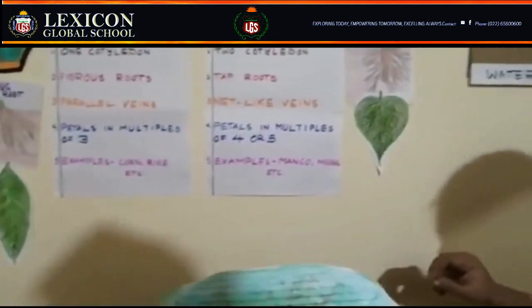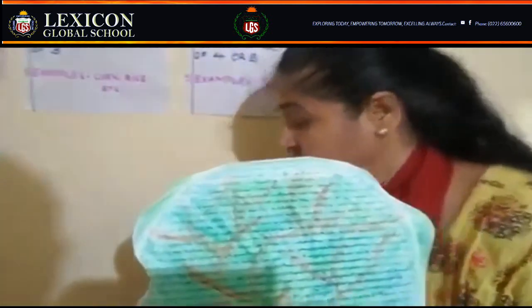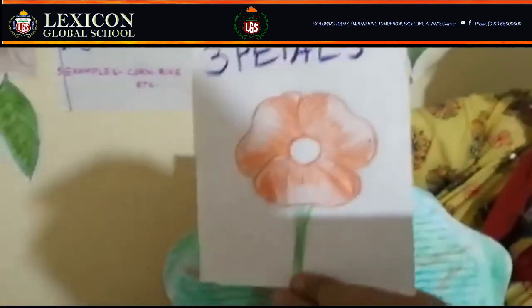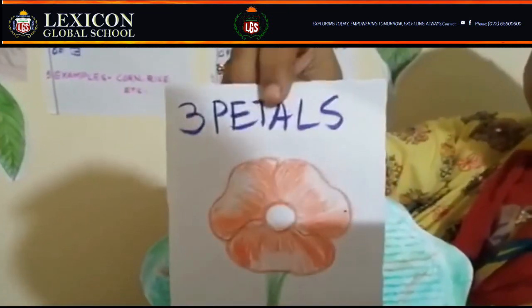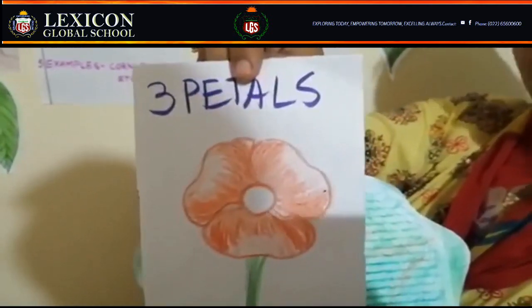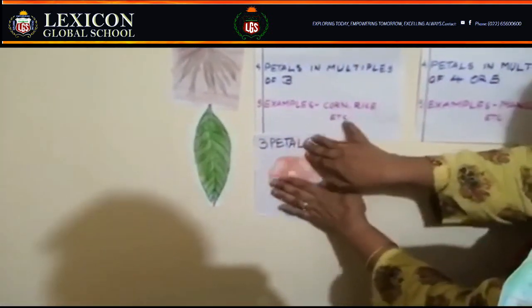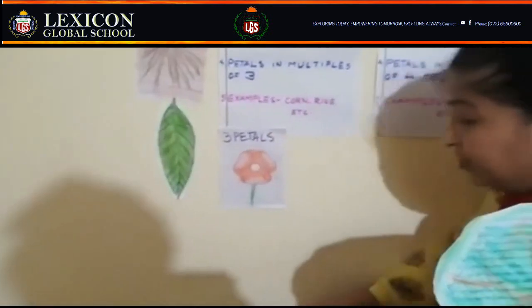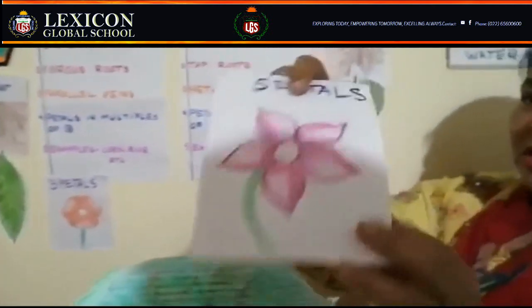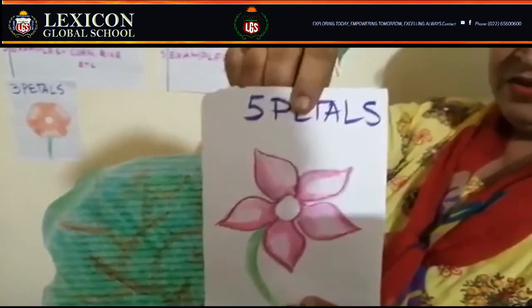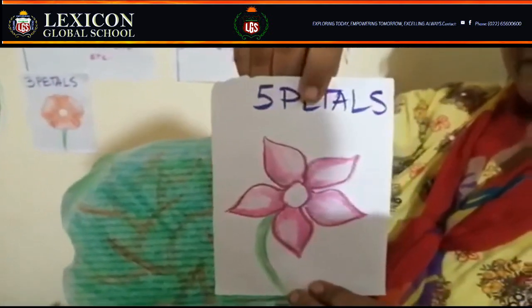Okay, now the fourth point. If you see the flowers, the monocotyledon has the flowers with three petals or multiples of 3. So I will stick here the monocot. Then for dicot has the flower of the multiples of 4 or 5.